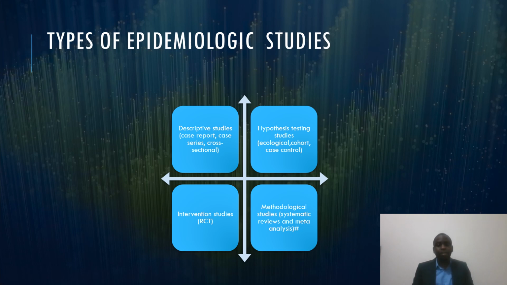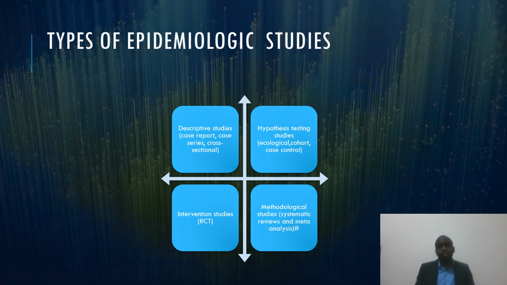So analytic epidemiology tries to answer questions like what is the cause of a disease, what are the risk factors of a disease, right? So those are the 2 broad categories. So now we need to look at the 4 broad types of study designs that you have in epidemiology. So we have the descriptive studies. Then you have the hypothesis testing studies.